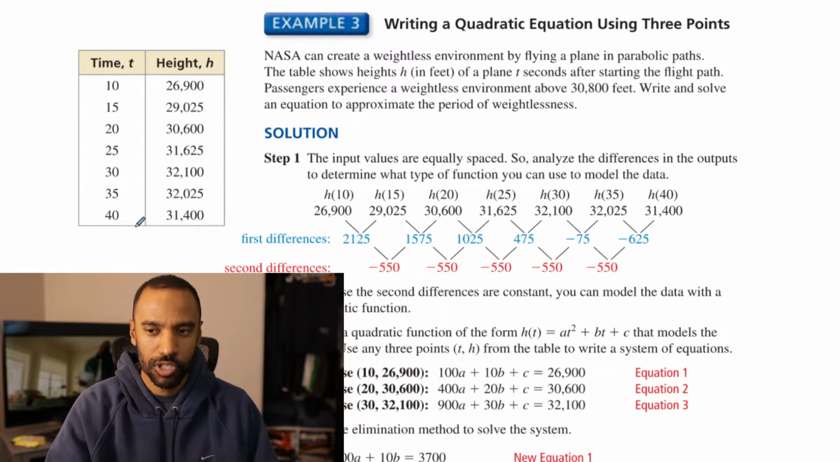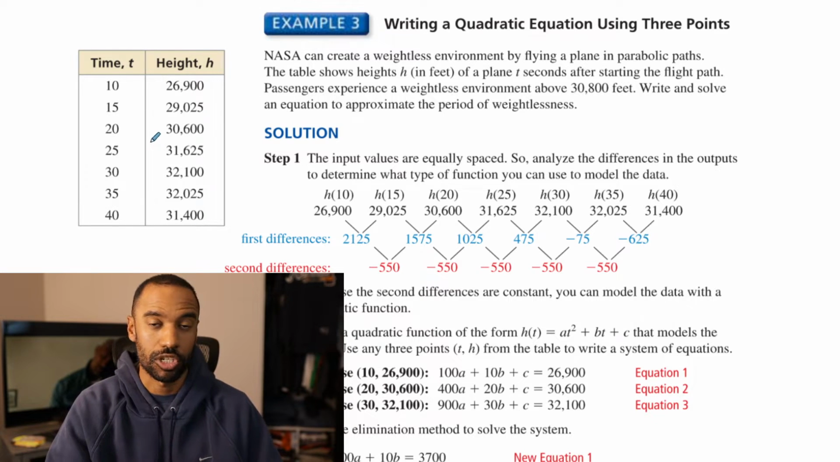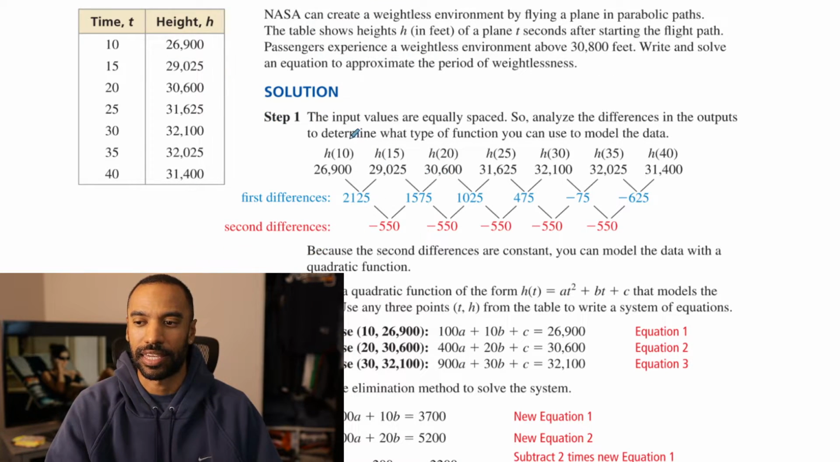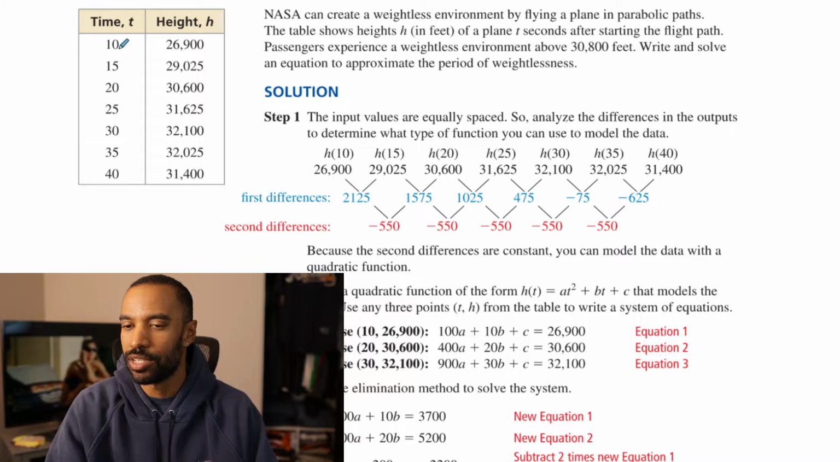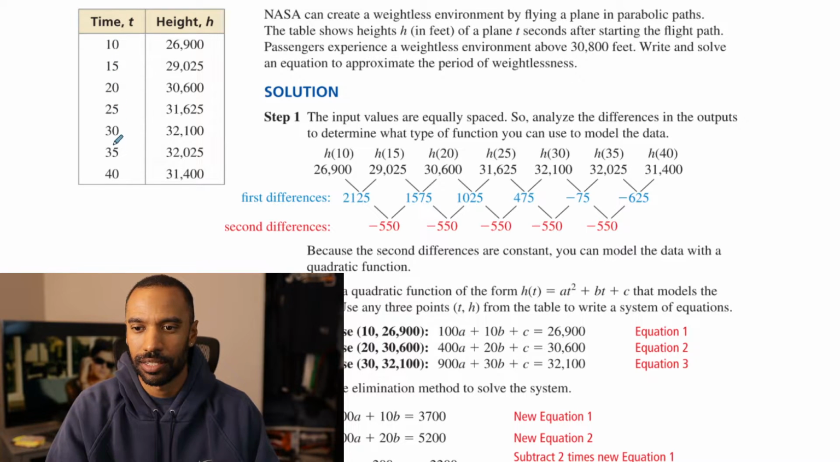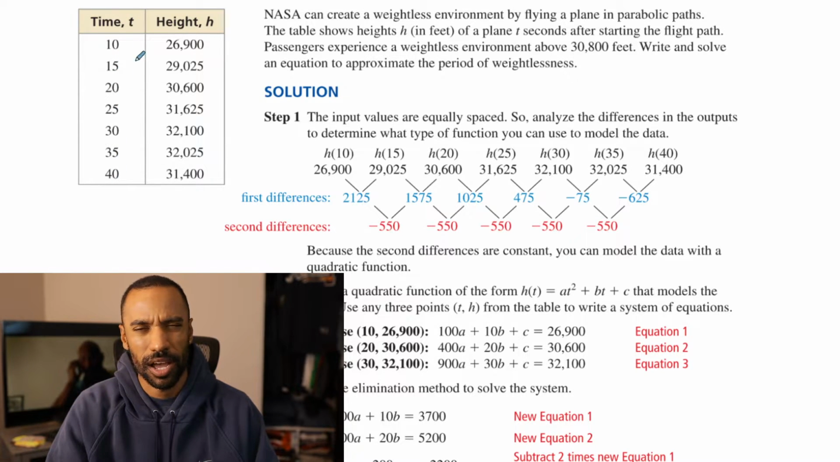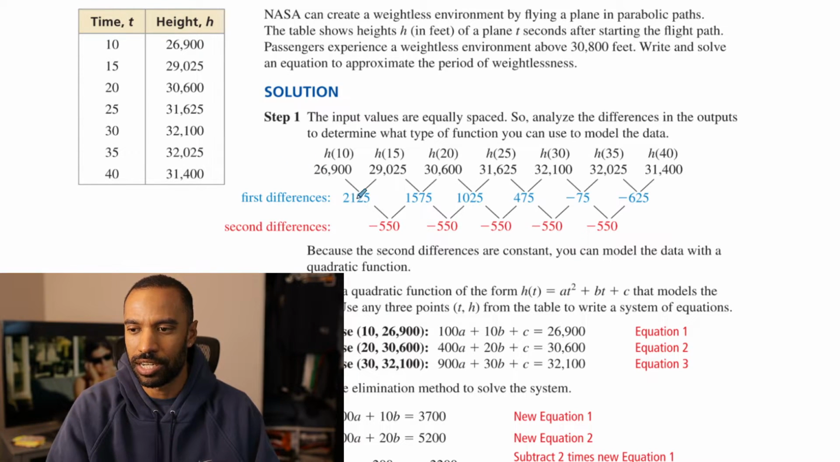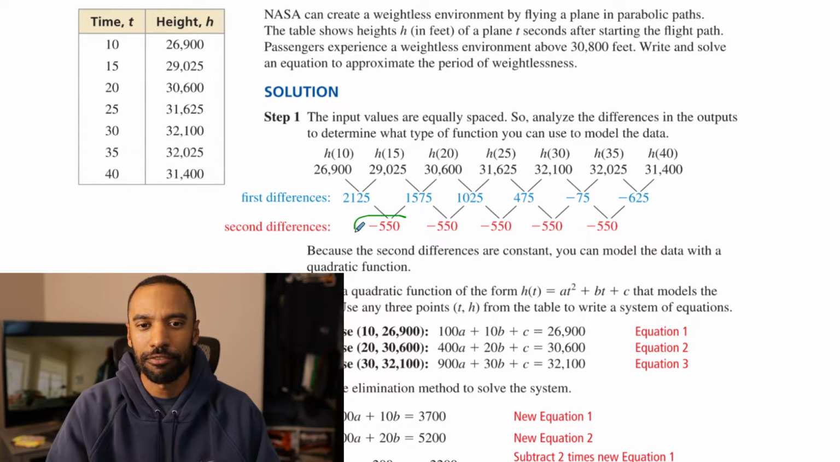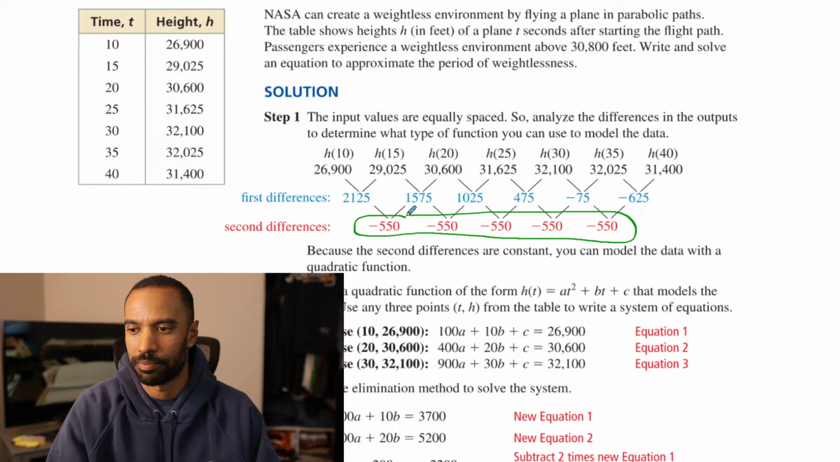Quite a bit. First of all, with this data, we got to determine that it's quadratic. And so they're doing that here. They're showing the differences. These are constant intervals of time, every 5 seconds here. And this is not a constant linear change. The difference here is 21.25, 15.75, 10.25, etc. Then it goes negative. But the difference between each difference is constant.